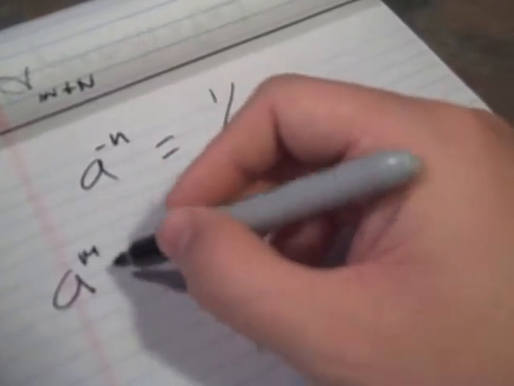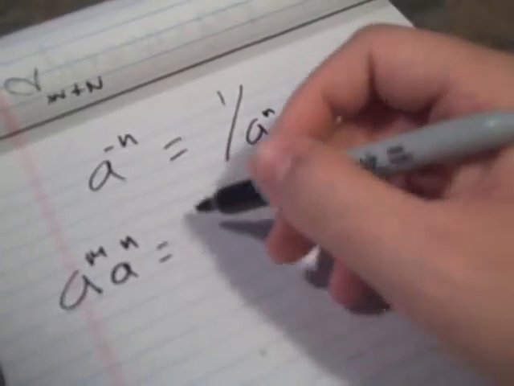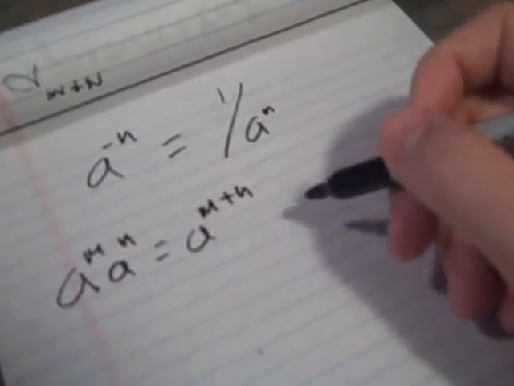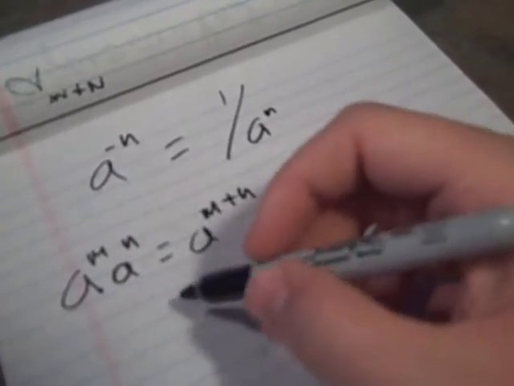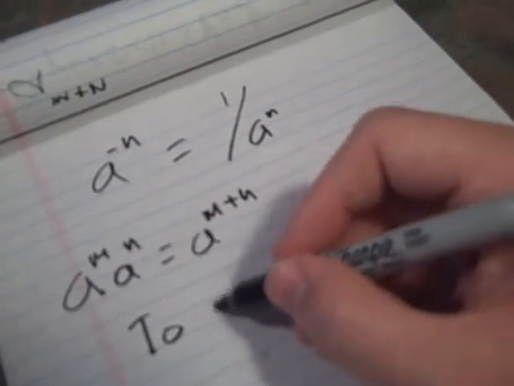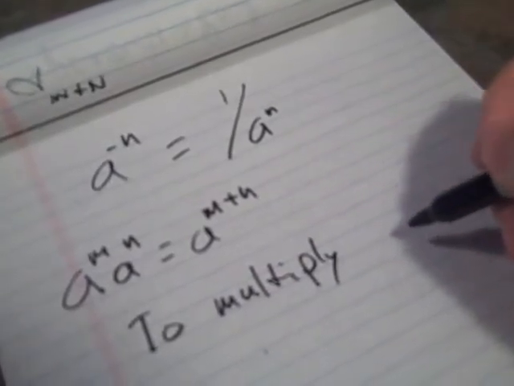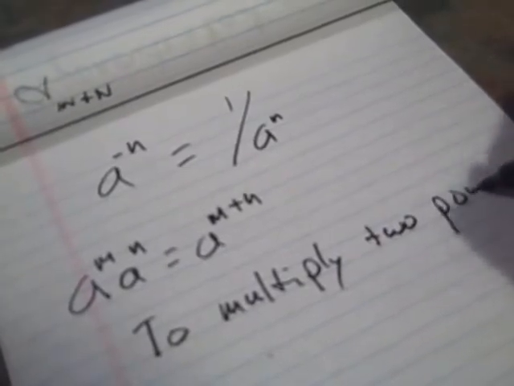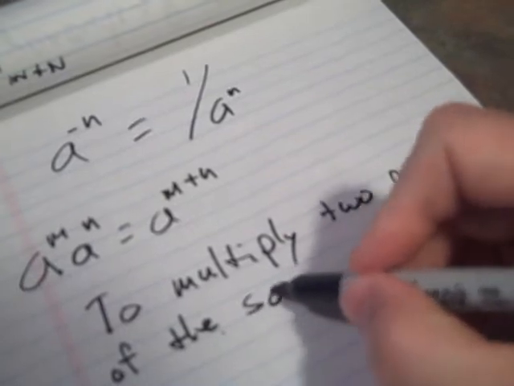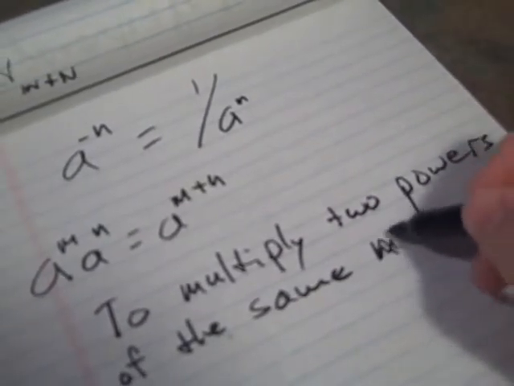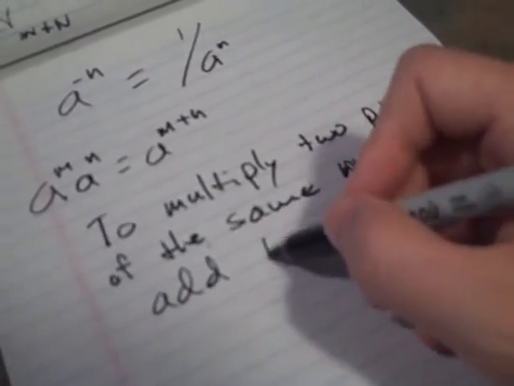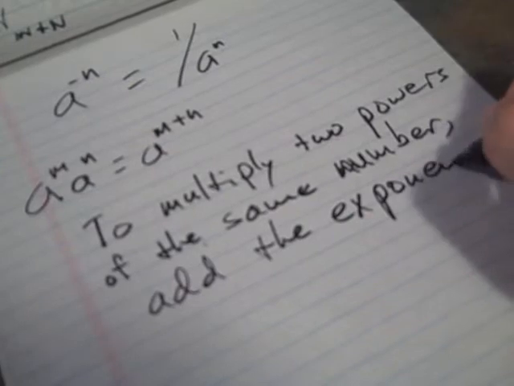A to the m times a to the n equals a to the m plus n, and you remember the example, so the way to think of it is that to multiply two powers of the same number, add the exponents.